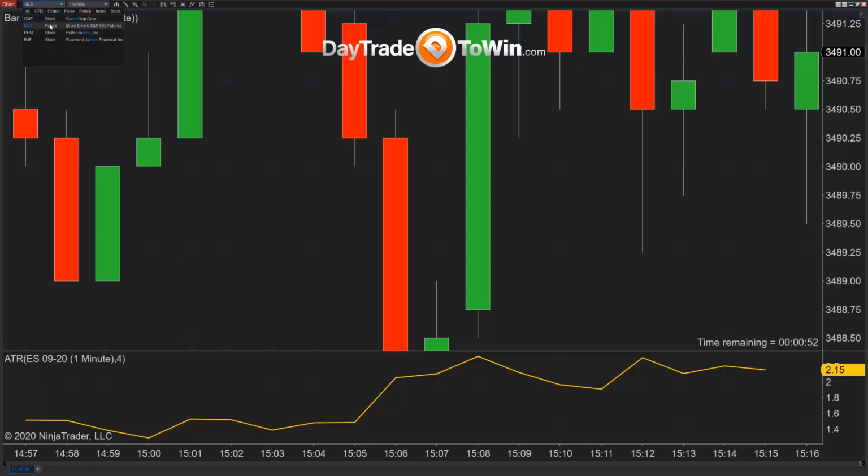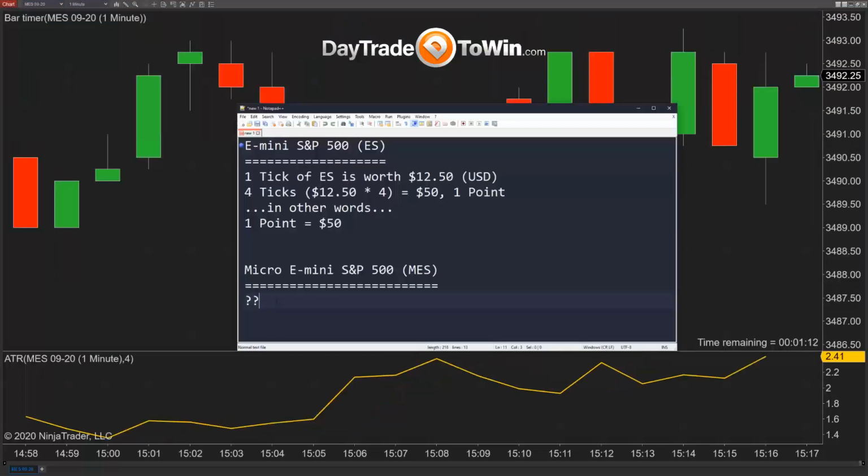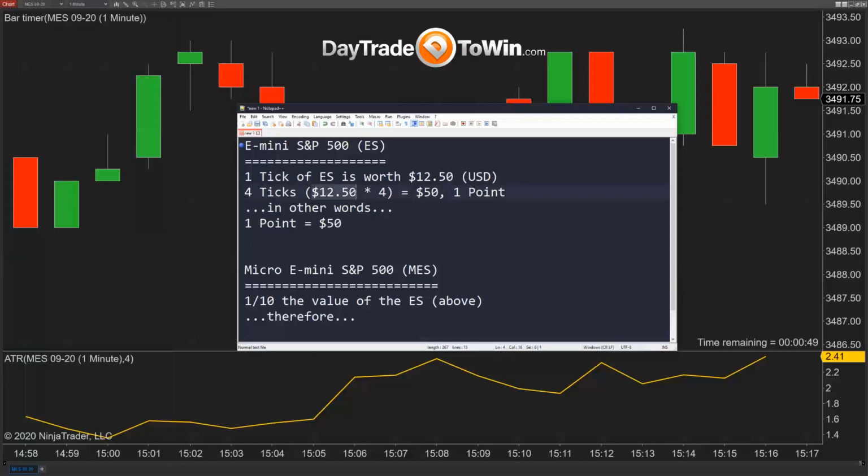There it is, futures. So let's try to fill in the gaps here so that we can understand how the MES is structured. Recall that earlier I mentioned that the micro E-mini is worth 1/10 the value of the E-mini, which is shown above. Therefore, we could do the math and figure out what 1/10 of $12.50 is, and that would be $1.25.